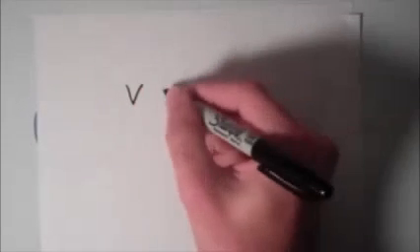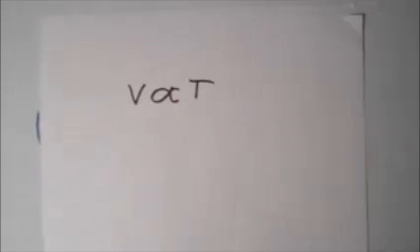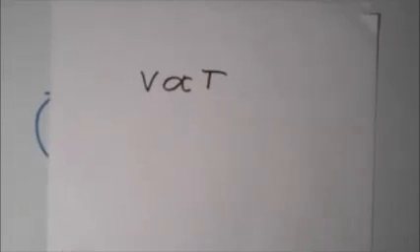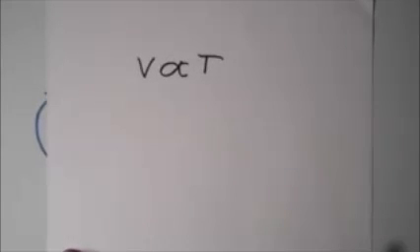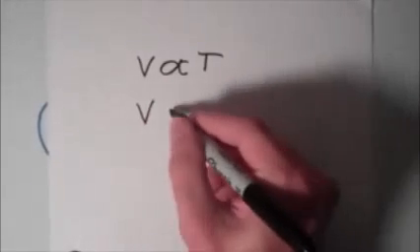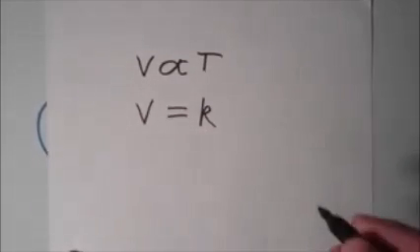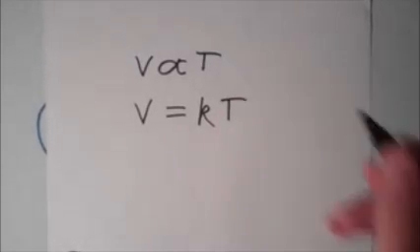So the volume, as I said, is directly proportional to the temperature. So that means that V is proportional to T. Okay? But I don't really like that proportionality symbol, so I'm going to turn this into an equation. I'm going to say that the volume V is equal to some constant of proportionality that I'll just call K times the temperature.